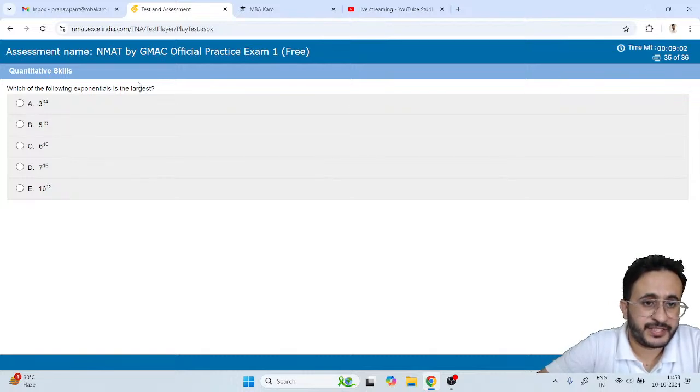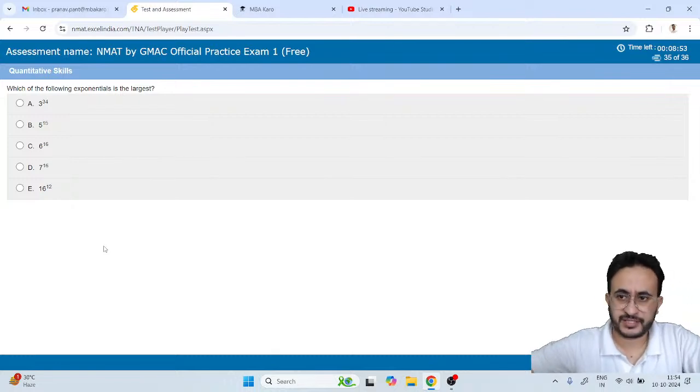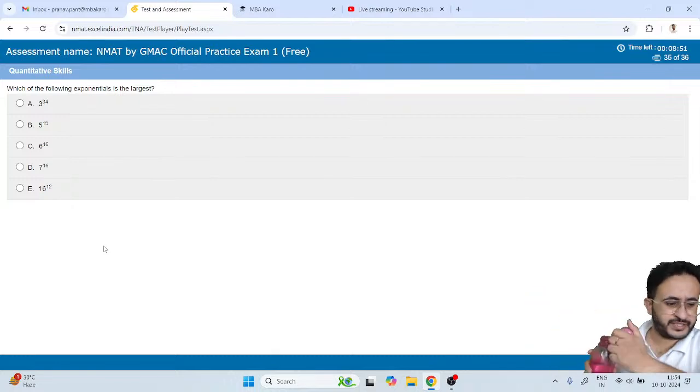Which exponential is the highest: 3 raised to the power 34, 5 to the power 15, and so on. Now how to calculate this? This is a tough question. Only two questions left.